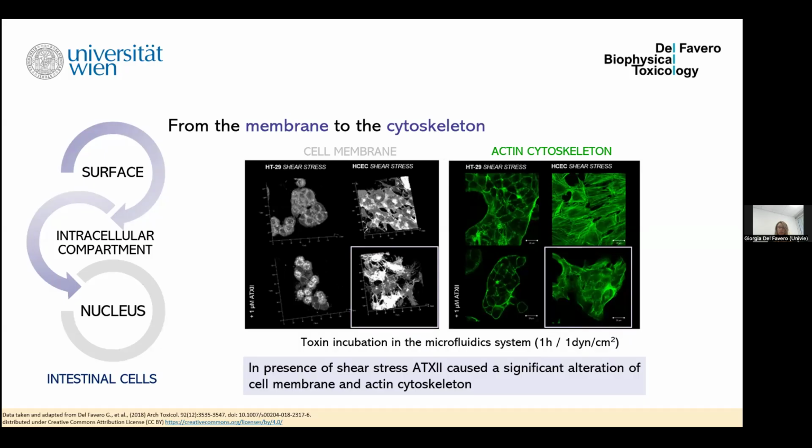cytoskeleton underneath, and we can see a very severe loss of the cell shape. So in this case, whenever we had the combination of the shear stress together with the toxin, we had a way stronger effect, especially on our ACC cells.